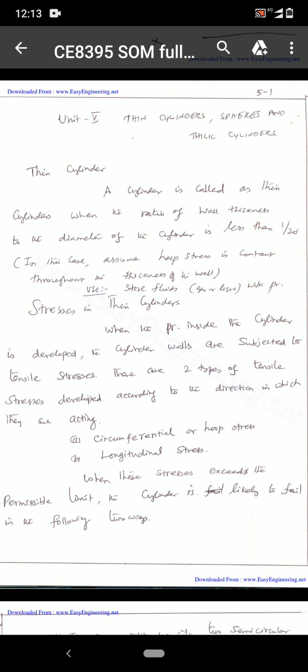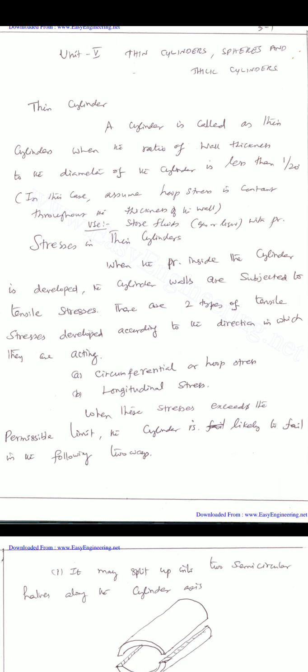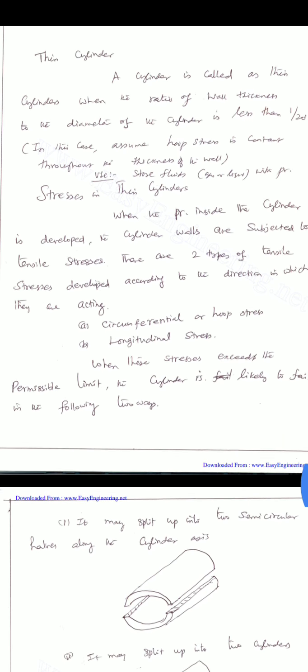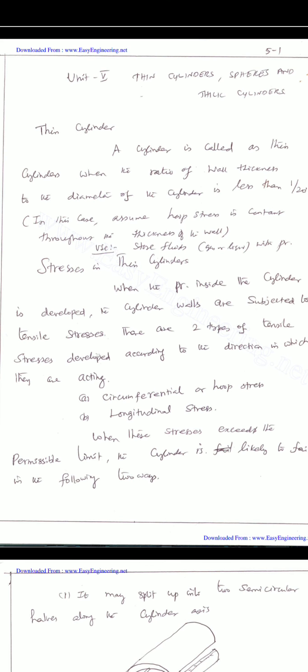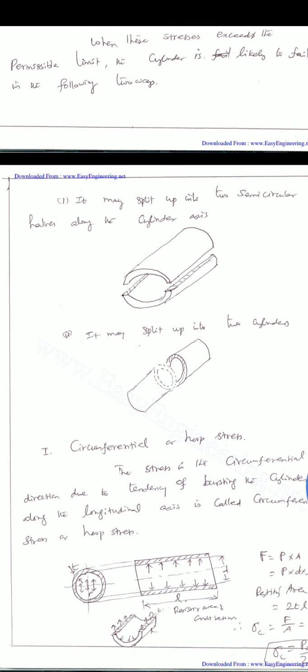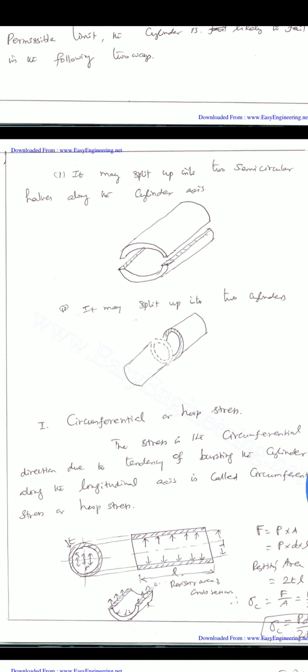In thin cylinders we have two types of tensile stresses developed according to the direction in which they are acting. The first stress is the circumferential or hoop stress, and the second one is longitudinal stress. When these stresses exceed the permissible limit, the cylinder is likely to fail in the following two ways. First, it may split up into two semi-circular halves along the cylindrical axis. The second one is, it may split up into two cylinders.